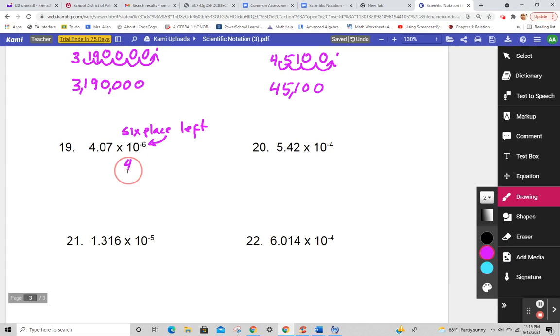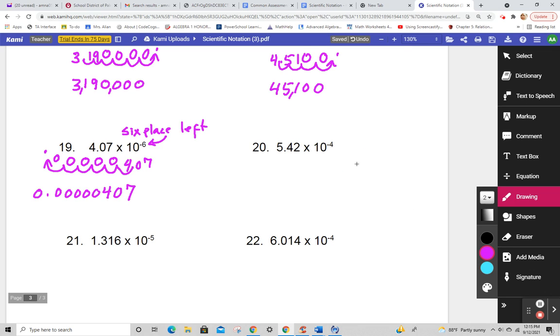We'll start with 4.07. We're going 6 places to the left. 1, 2, 3, 4, 5, 6. The decimal point goes here. We'll have 0 here, here, here. For each loop, we have a 0. So this number will be 0. Let's see, 1, 2, 3, 4, 5. 1, 2, 3, 4, 5. 4, 0, 7. So that's the number in standard form.